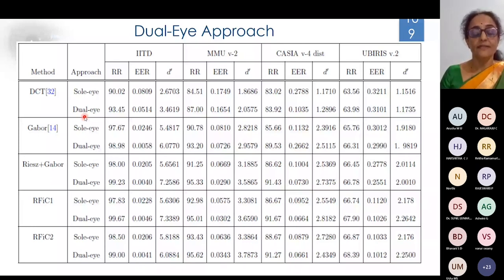That experiment shows that for the same person, the irises taken from both the eyes are totally different. So you experiment with the left eye, you may get a good result, or you experiment with the right eye, you get good results. But while taking both, you have to be careful about how many eyes are taken for training and how many for testing.